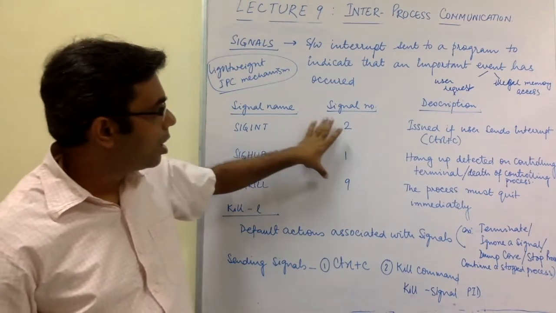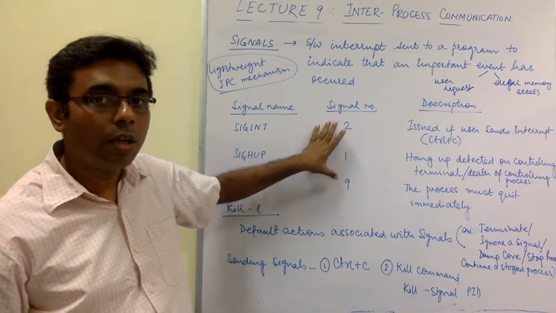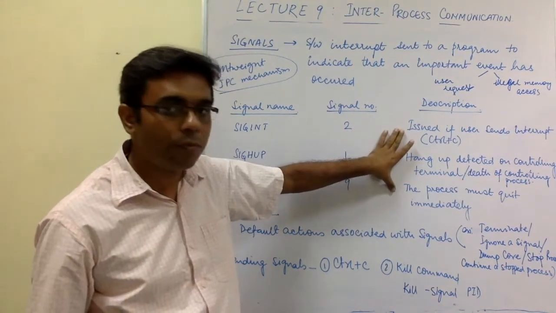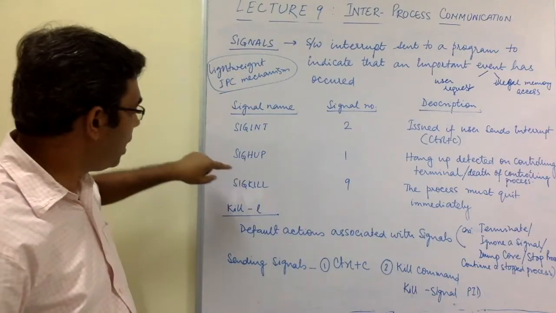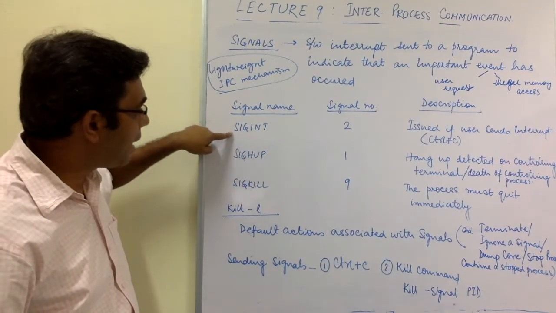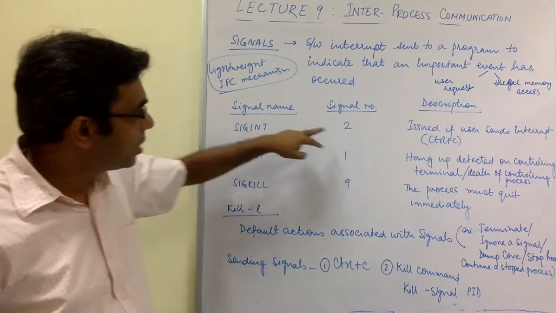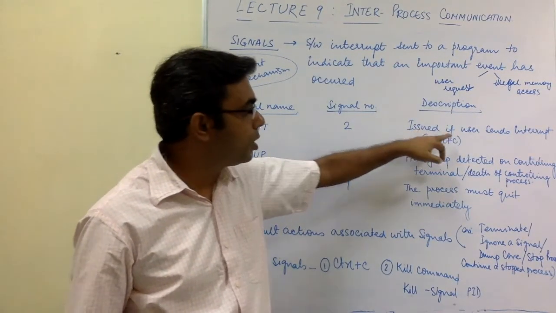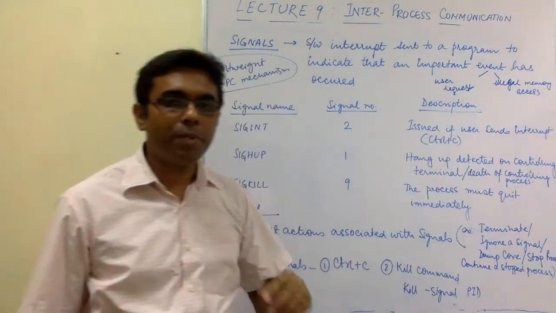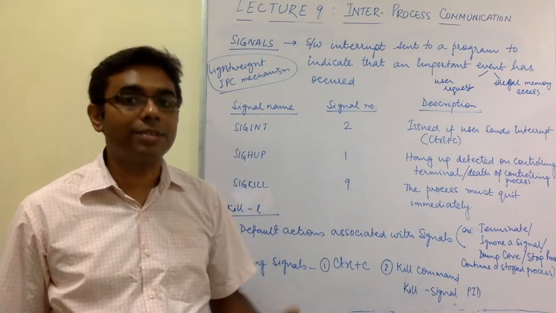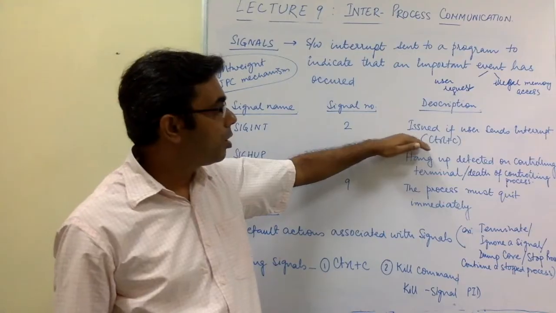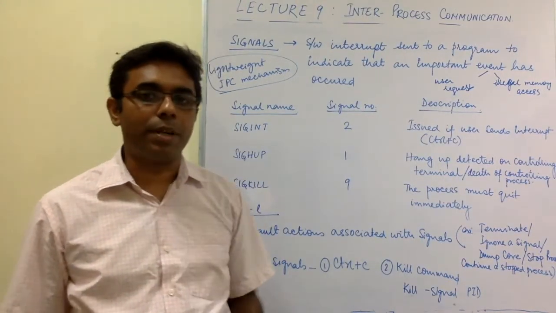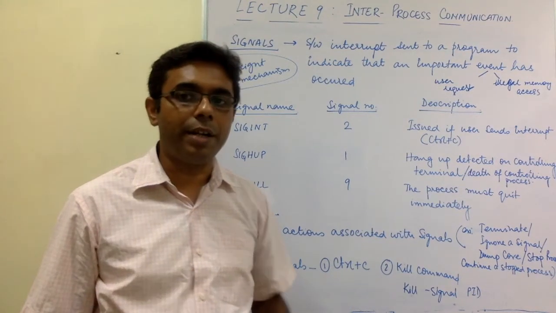Each signal has a number associated with it, by which the signal is identified, and these are the descriptions of the corresponding signals. Primary among them is SIGINT, which has signal number 2, and that's a user generated event. If the user wants to send some interrupt, he simply presses the interrupt key, Control plus C, which instructs that particular program to be interrupted.